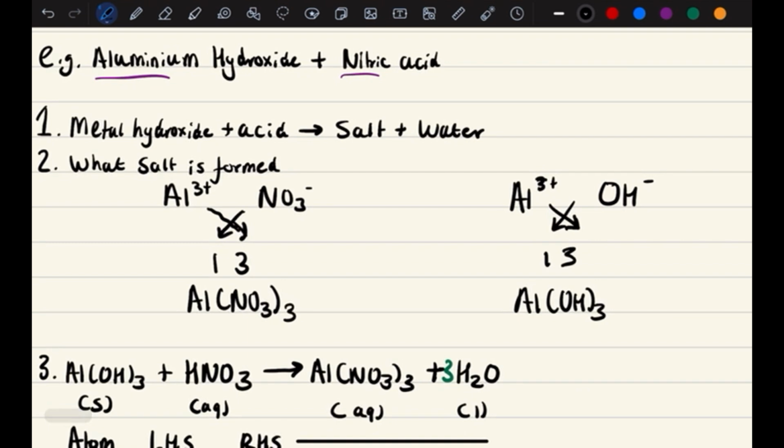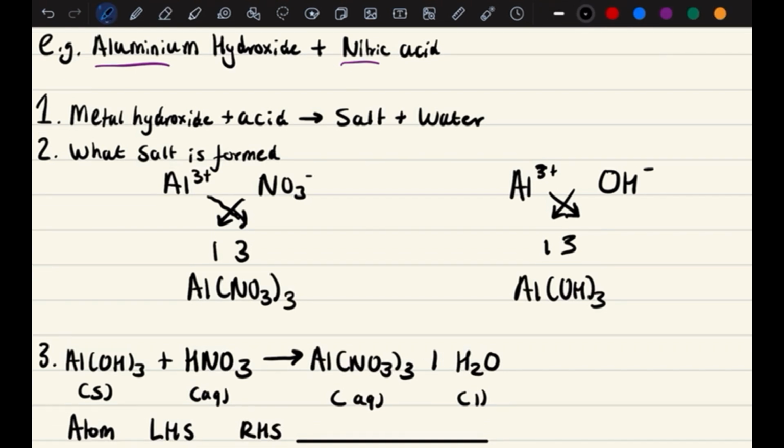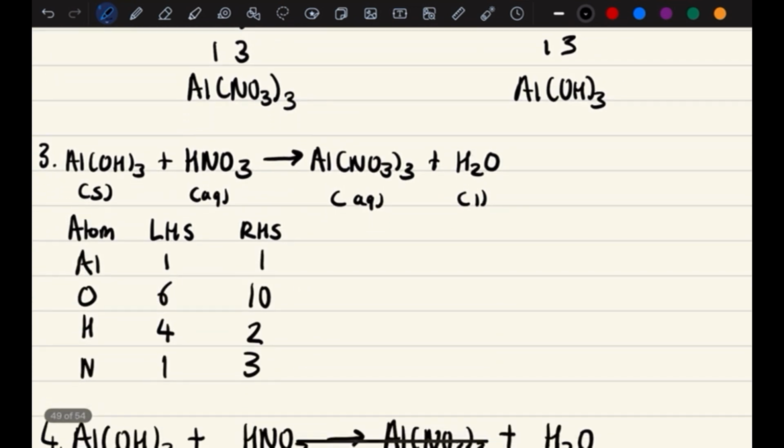Hydroxides, again, we're going to cover in module 3. This one would be solid, yeah? And then you've got your nitric acid, which is aqueous, the salt, and then, sorry, I've forgotten to rub that out, aqueous salt, and you've got water, which is always going to be liquid, unless they've told you it's like steam or something. Cool.